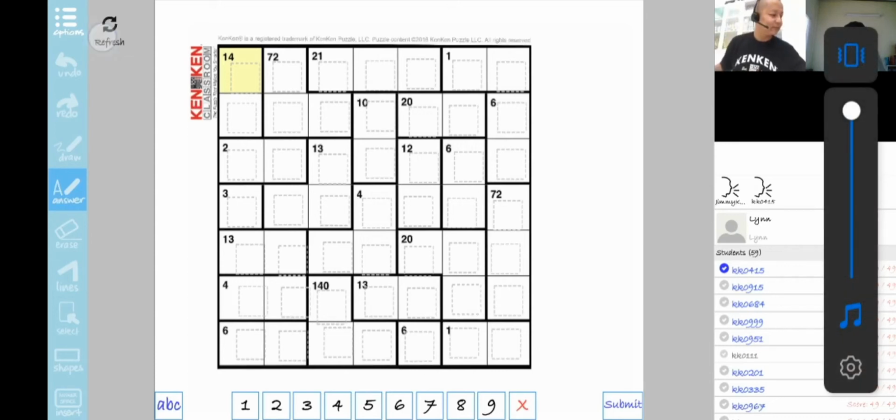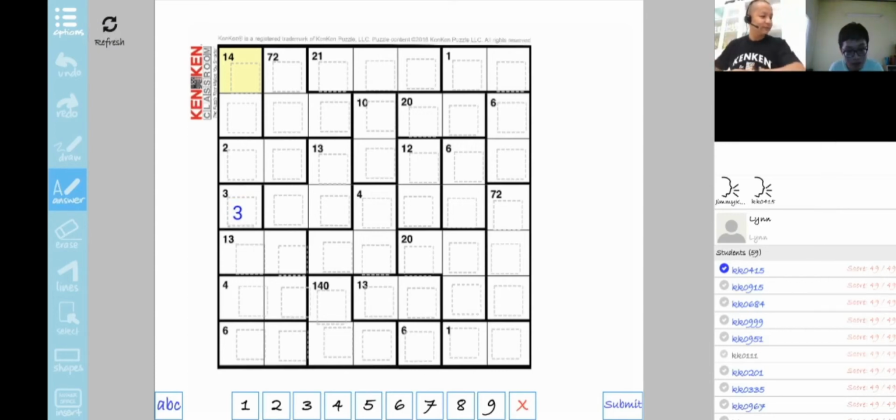So first we fill in the 3 and number 6, which is certain already. And then for this 13, it can only be addition because it's a prime number. And there's only one option, which is 6 and 7. So we can fill in straight away 6 and 7.